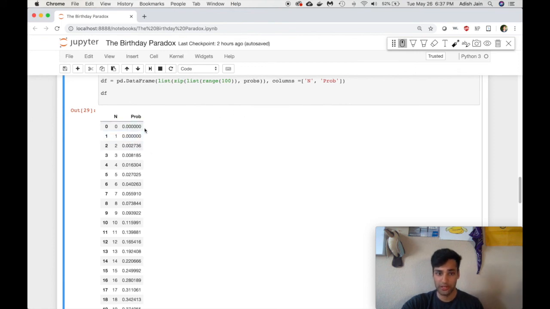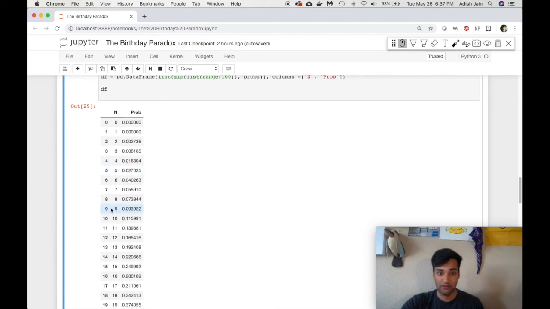As you can see here, for groups of size 0 or 1, the probability of at least 2 people sharing a birthday is 0. And that makes complete sense, right? If you have less than 2 people, you don't even have a second person to match with. As we get to 2, we see our first non-zero probability.